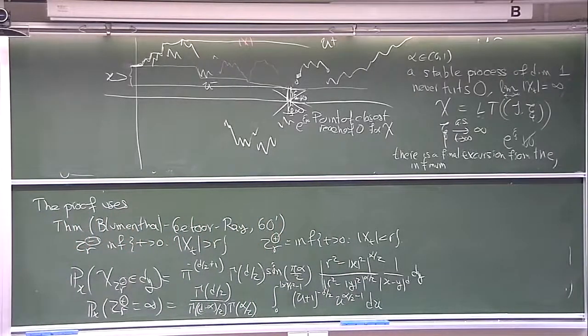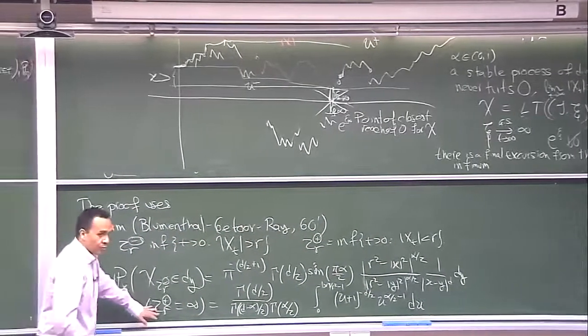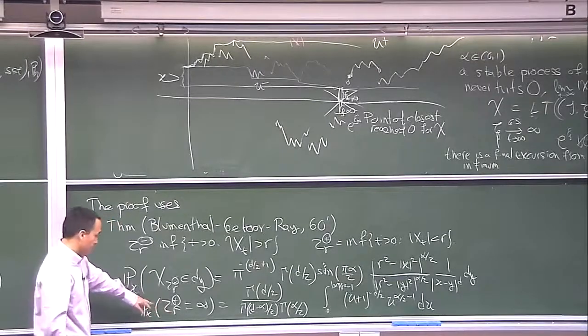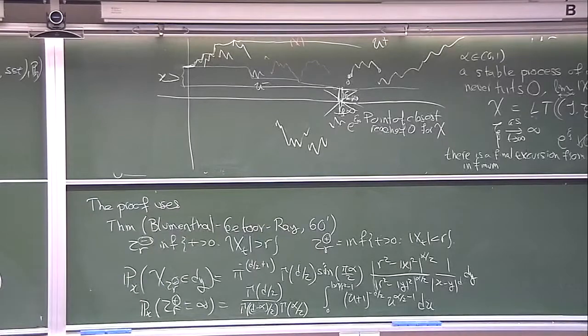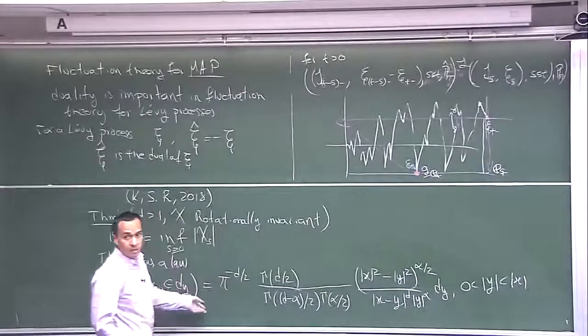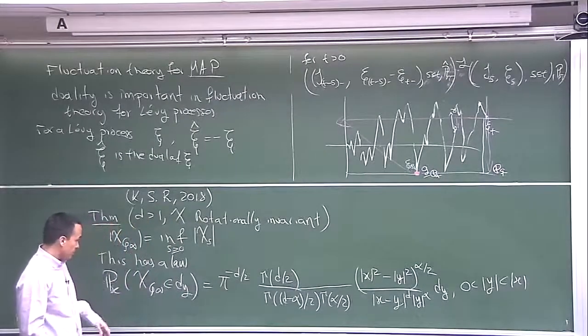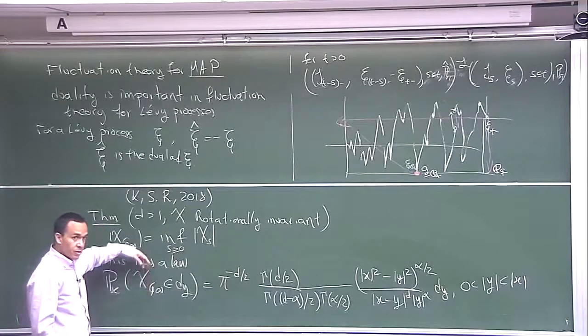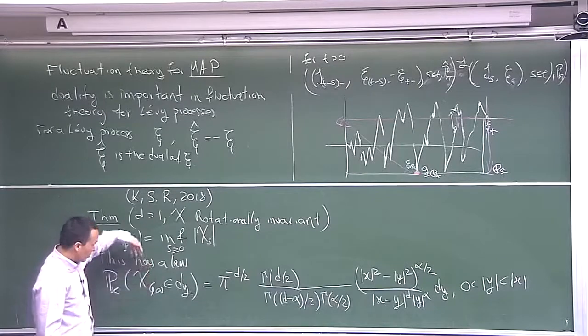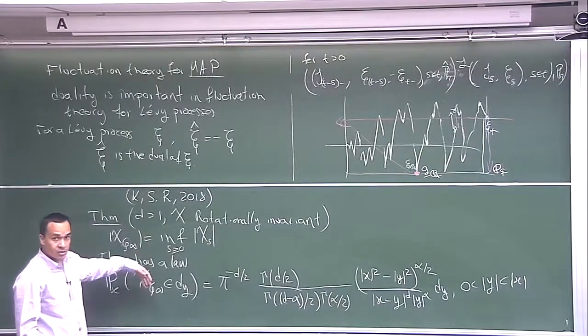And using these formulas, but in a more involved way than in the one-dimensional case, we are able to get these kind of formulas. Okay? But remember again, this is given in terms of the potential of the downward ladder height process. Okay?